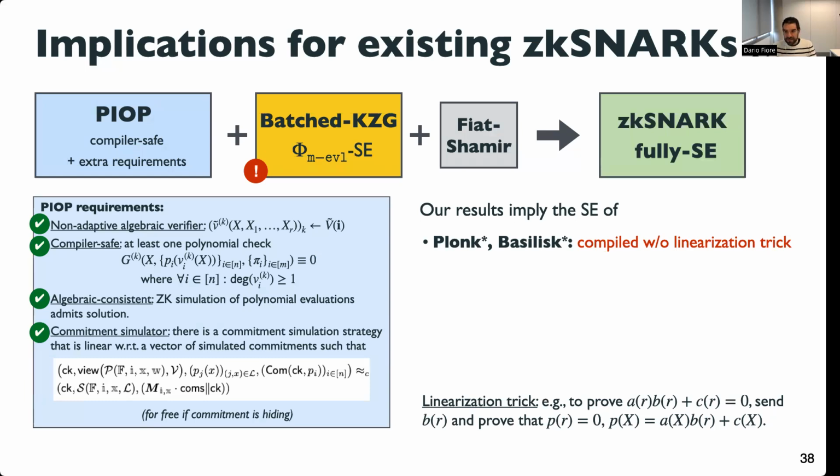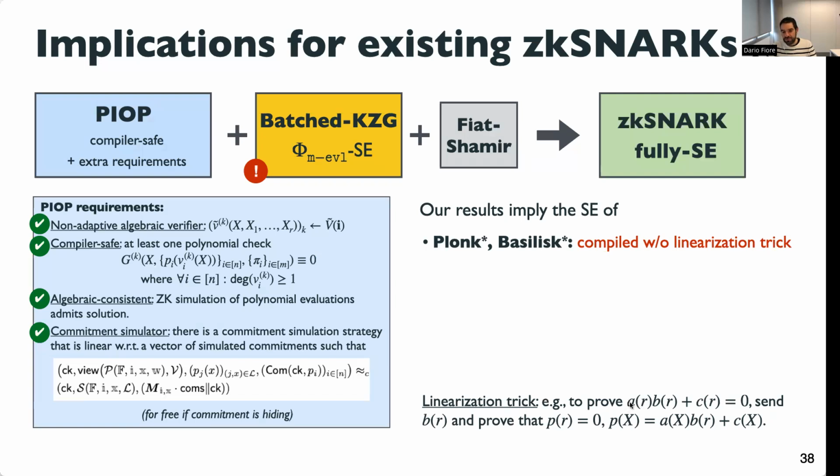So of Plonk and Basilisk. Basilisk is this scheme by Ràfols and Zapico from Crypto 2021. It has a structure not too different from Plonk. Now, for these schemes, we can show simulation extractability if you compile them without the so-called linearization trick, which is this trick that is used to reduce proof size when you have to prove some equation of this form.